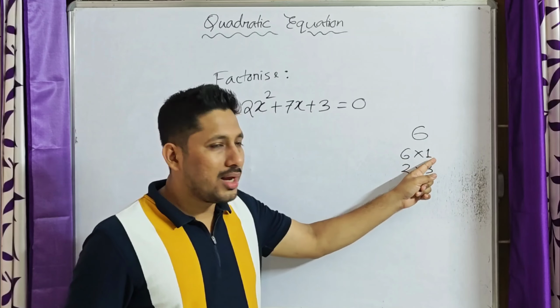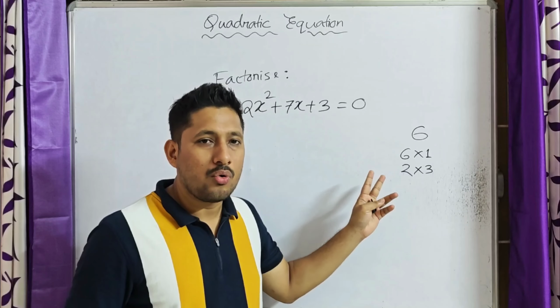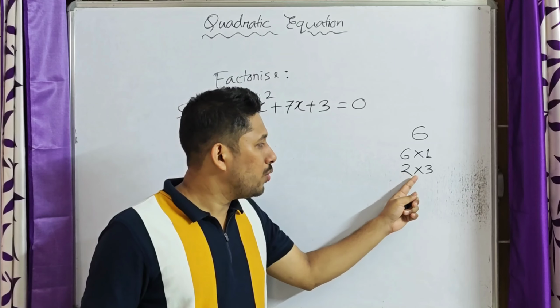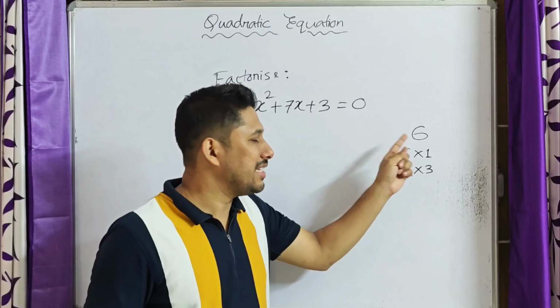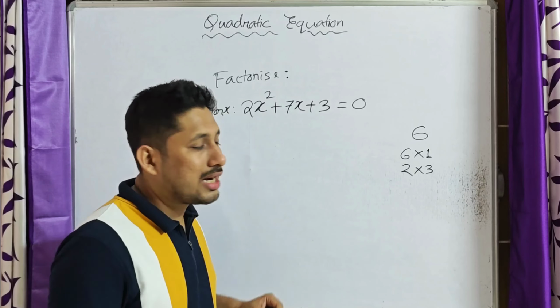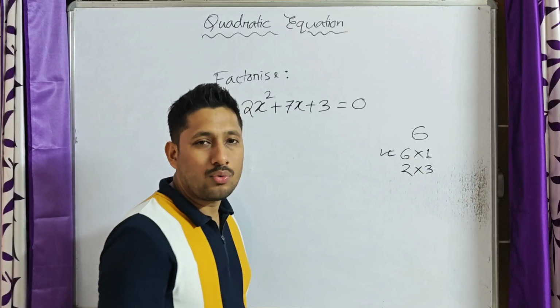Now 6 and 1, when you multiply, you get 6. When you add, you get 7, which is matching here. However, 2 and 3, if you multiply, you get 6, but if you add or subtract, you will never get 7. So the correct combination will be 6 and 1.